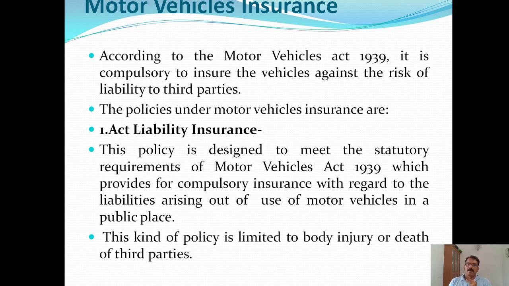Okay. The policies under motor vehicle insurance are: first one, Act Liability Insurance. This policy is designed to meet the statutory requirements of Motor Vehicles Act 1939, which provides for compulsory insurance with regard to the liabilities arising out of use of motor vehicle in a public place. This kind of policy is limited to body injury or death of third parties.